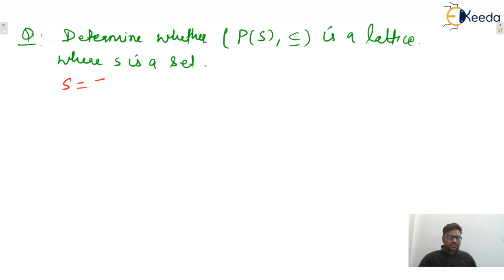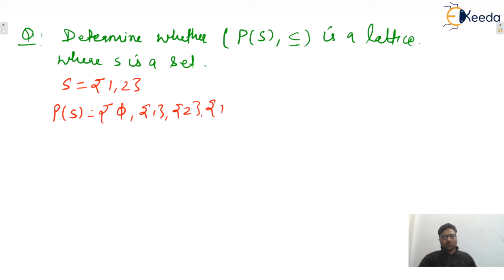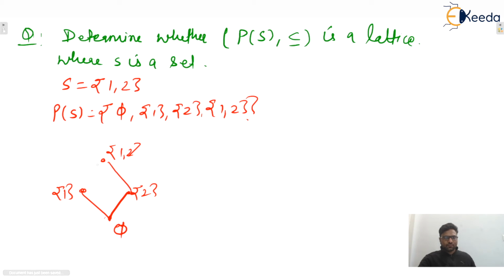Let us consider S is {1, 2}. You can take any set. So what will be the power set? The power set will contain phi, only 1, only 2, then {1, 2}, isn't it? So that is phi, that is 1. This will be the Hasse diagram. And you can see, for every pair of elements here, supremum and infimum will exist. So we can say that this is a lattice.